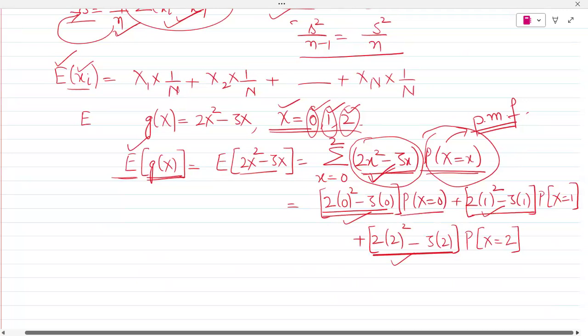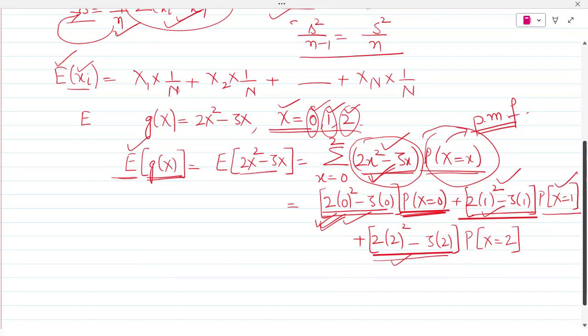Each is multiplied by the corresponding probability. This one is the value of the function at x equal to 0 into the probability that x takes the value 0. This is the value of the function at x equal to 1 into the probability that x takes the value 1. And this is the value of the function at x equal to 2 into the probability that x takes the value 2. So what is the expectation of any function of a discrete random variable? It is the values of the function into the corresponding probability, summed over the entire range of the random variable.